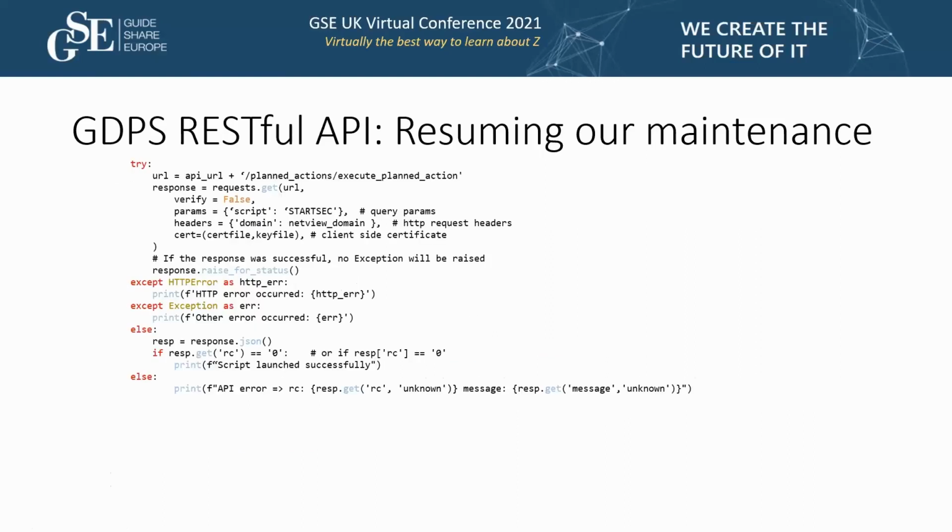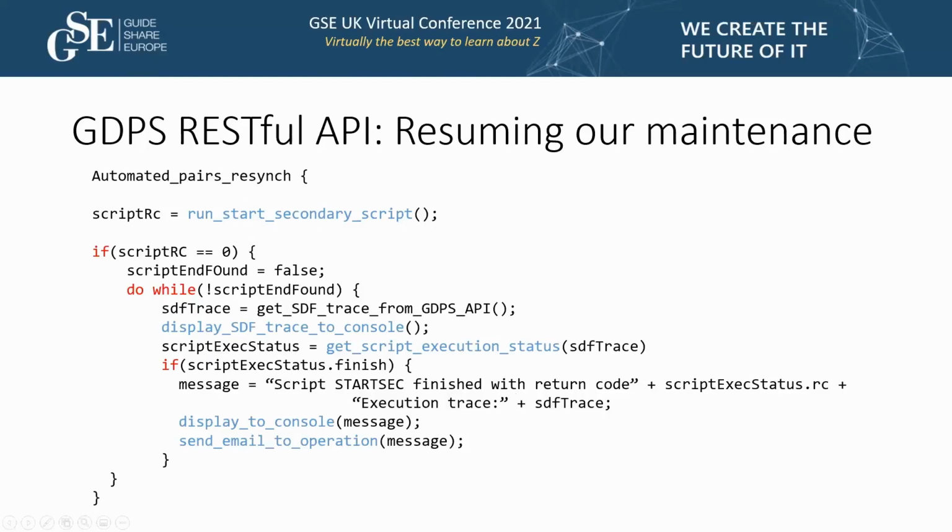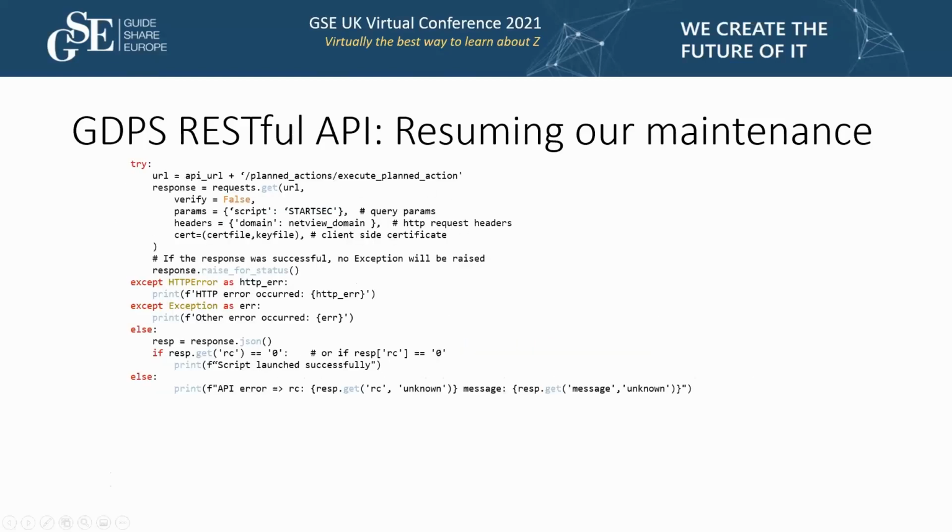Here is the detailed code showing the part of the program in Python which is calling the planned action REST service. So it will be this first run start secondary script that we saw at the top. We can see all the things that we've defined previously and talked about. We see the URL, planned action, execute planned action. We are using a function to process the get request with the parameters: the script name in the query parameters, the domain name in the headers, and the certificate here for client-side certificate authentication.